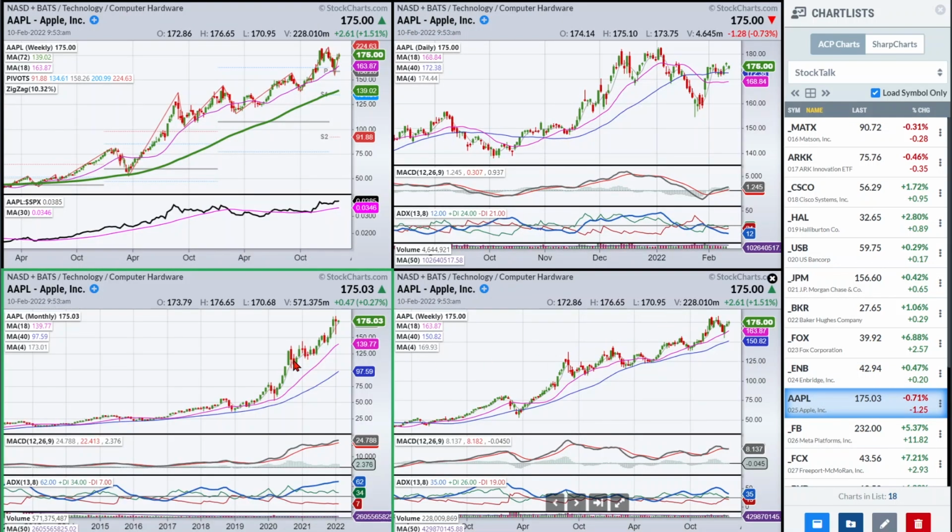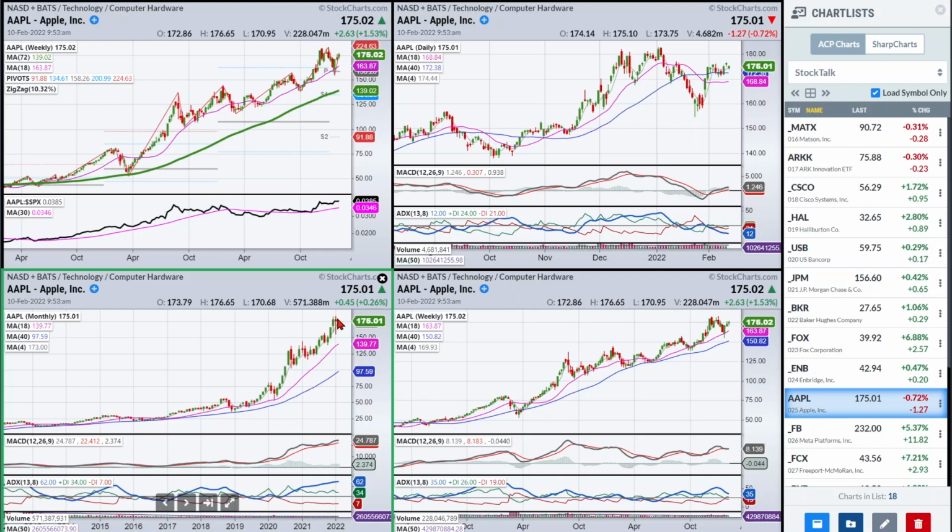Okay, so Apple is in a strong uptrend. The monthly chart has confirming MACD and ADX behind it. The one thing about this is it's got a longevity problem. This has been trending for a very, very long time. It's been a long time actually since the price has just come back down and touched the 18-month line. So we want to keep that in mind.